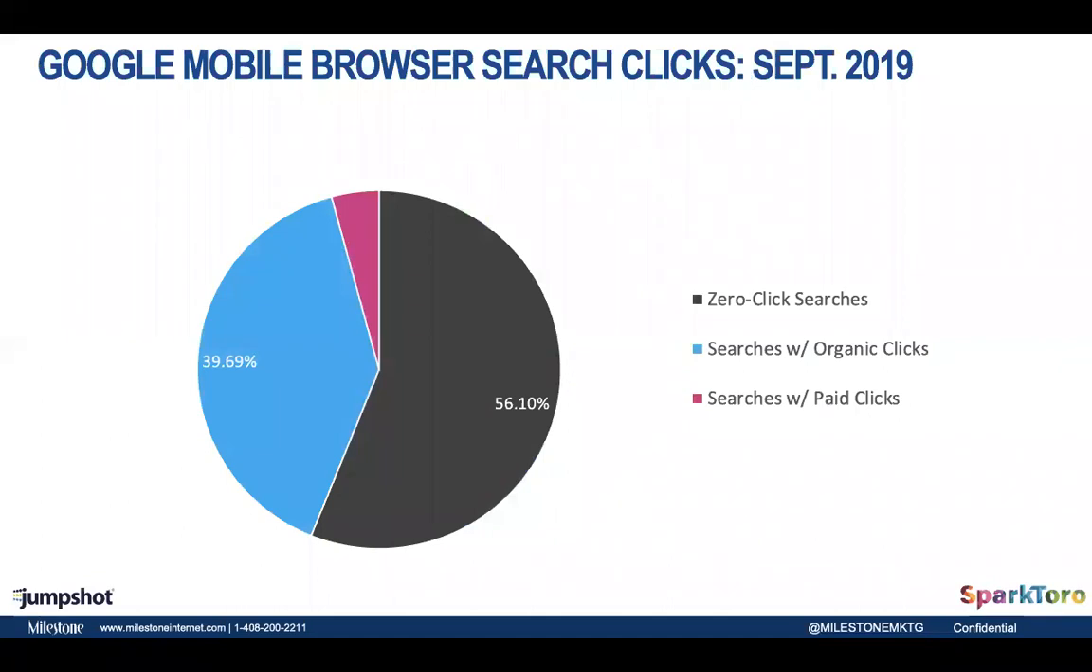Now, this is another chart, which I just took from Rand. I'm sure everybody knows Rand from SparkToro, earlier Moz. 56% of your clicks are now zero clicks, which means people are not surfacing information from your domain or any other domain, and the information is provided right on the Google screen or different search engines. Now, what does that mean?